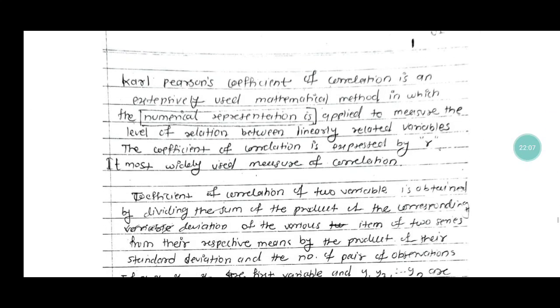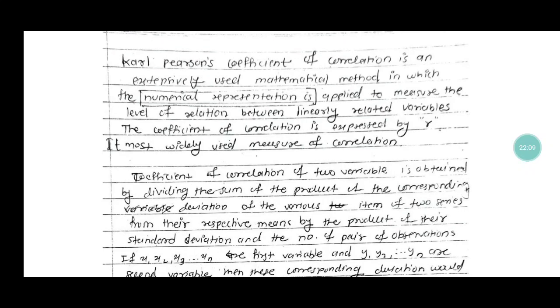Karl Pearson's coefficient of correlation is also extensively used; it is a mathematical method in which a numerical representation is applied to measure the level of relation between linearly related variables. The coefficient of correlation of two variables is obtained by dividing the sum of the products of the corresponding deviations of the various items of the series.